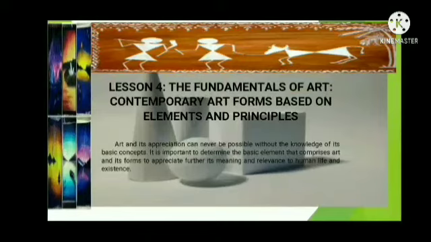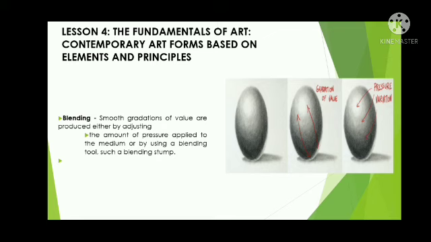Next, we have blending. In blending, we will create smooth graduations of value that are produced either by adjusting the amount of pressure applied to the medium or by using a blending tool, such as a blending stump, if available. This means we can now apply the blending technique just like this, after we create hatching and cross-hatching on our spherical ball, by simply smudging the area using our fingertips or by using a blending tool if available.